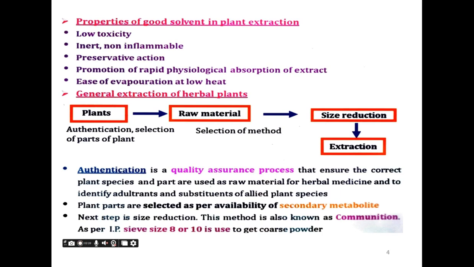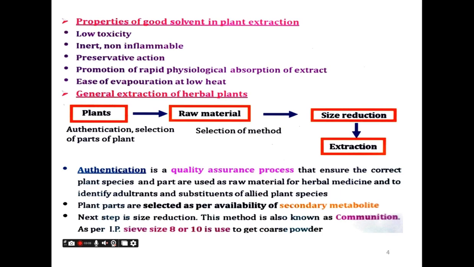So what are the properties for the selection of solvent in extraction? The solvent used for extraction is known as menstruum. They must have low toxicity, be inert in nature and non-inflammable. It should have a preservative action. If we use water, it does not have a preservative action, but if we add some alcohol to the water, it is converted into a hydroalcoholic form. This hydroalcoholic solvent is used for extraction.